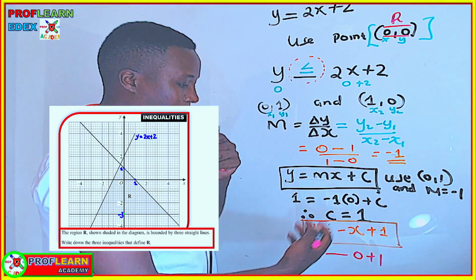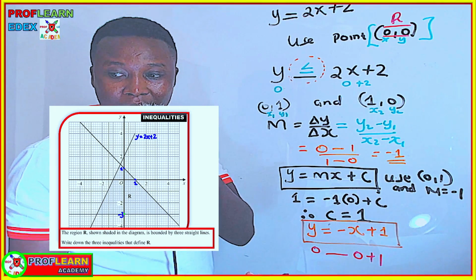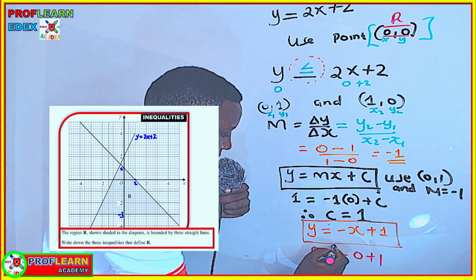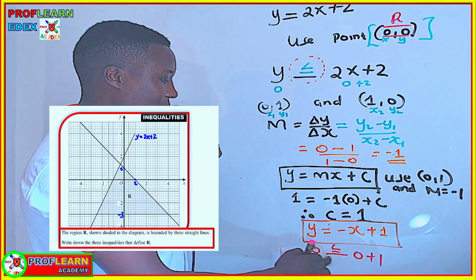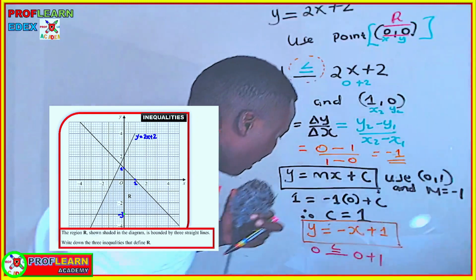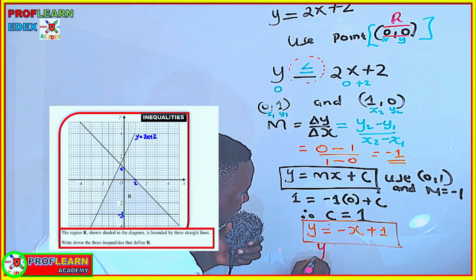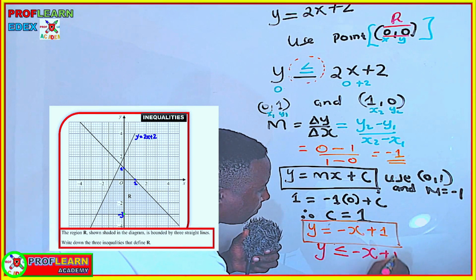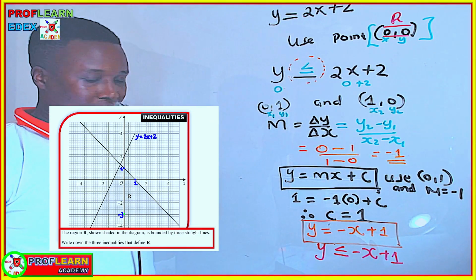So is 0 greater than 1 or less than 1? 0 is actually less than 1. So we are going to use the less than inequality. So we are going to say 0 is less than or equal to 1. So therefore, the inequality at this particular point is going to be y is less than or equal to -x plus 1. So that is one of the inequalities that satisfies this.